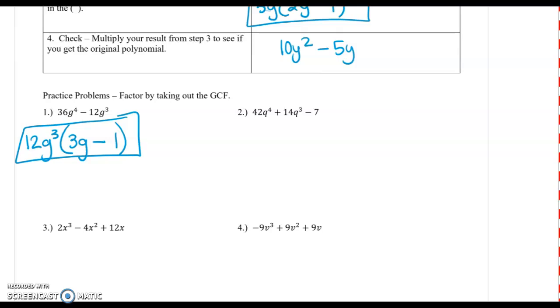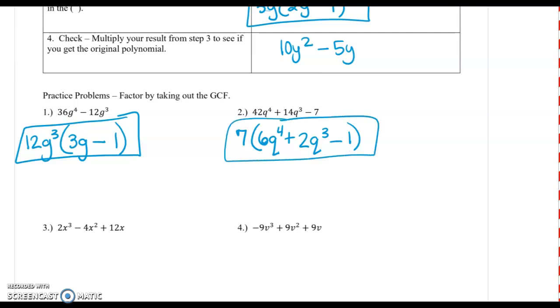Okay, if I divide that or multiply that back in, I get 36 g to the 4th minus 12 g to the 3rd. So same thing with number 2. I'm going to take out my GCF, which is 7, and now I'm going to do it for all 3 terms. So 42 divided by 7 gives me 6 q to the 4th plus 7 goes into 14 twice, so 2q to the 3rd minus 7 goes into 7 one time. I'm going to check my answer by just mentally distributing this back in. So 42 q to the 4th, 14 q to the 3rd, minus 7.